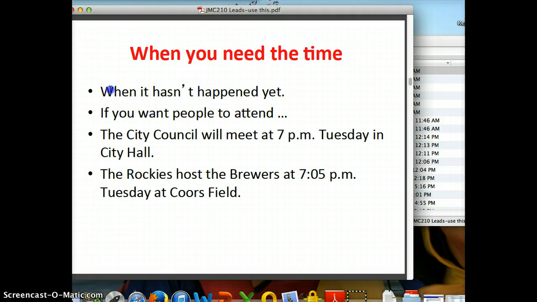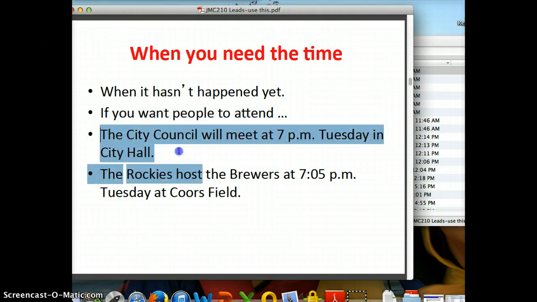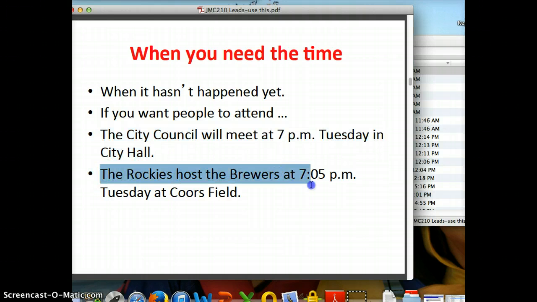Now, if it hasn't happened yet, then you need the time. Because if you want people to attend, then you might put the time in the lead. For instance, City Council will meet at 7 p.m. Tuesday in City Hall. Or the Rockies host the Brewers at 7:05 p.m. Tuesday at Coors Field. You might do that. That's a very simple lead. You'd probably have something else that's more exciting in the lead, but you could do that.